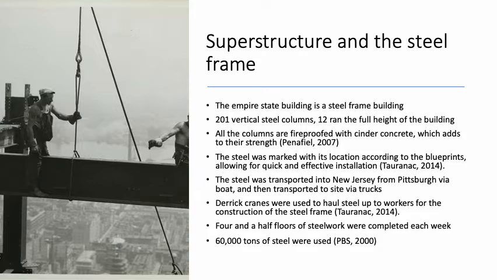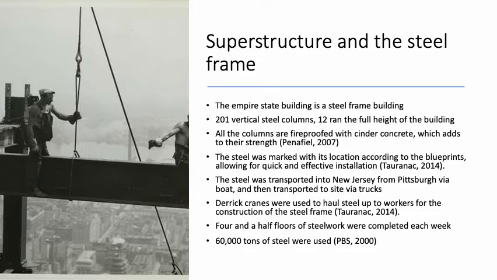The superstructure and the steel frame. The Empire State Building is a steel frame building, and all the columns are fireproof with cinder concrete, which adds to their strength. The speed of construction was key to the design and the construction process, and 4.5 floors of steelwork were completed each week.